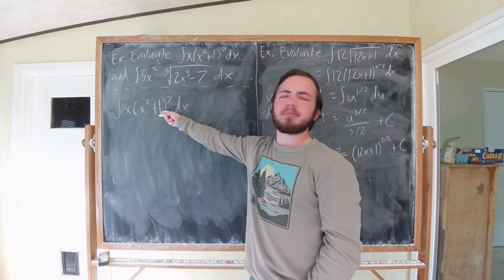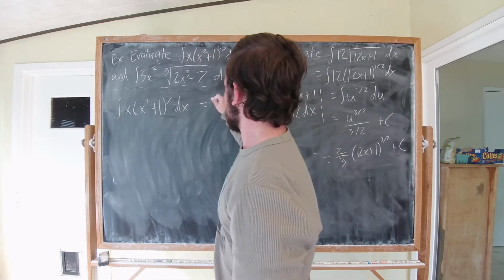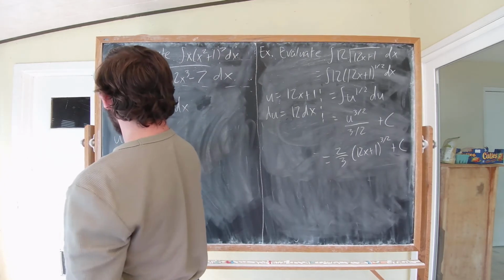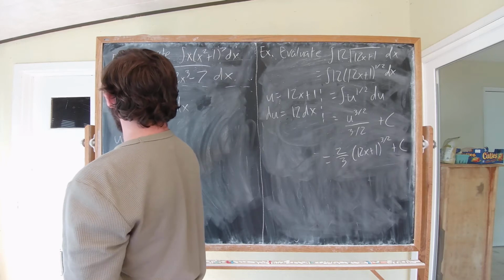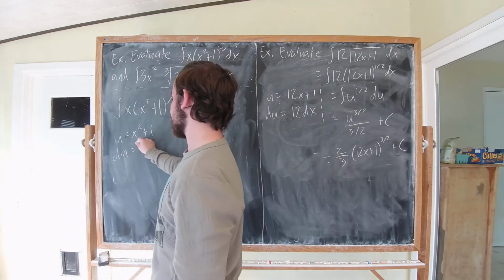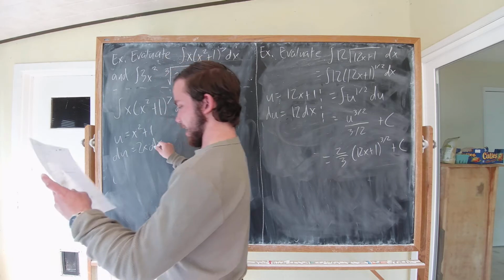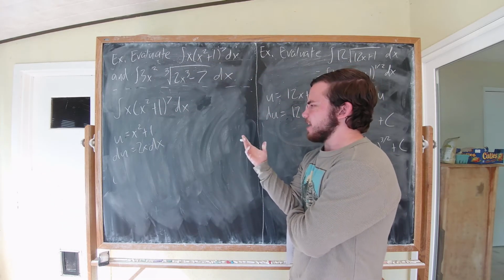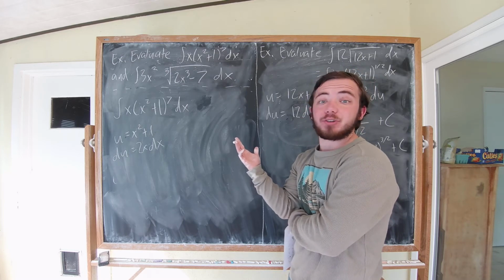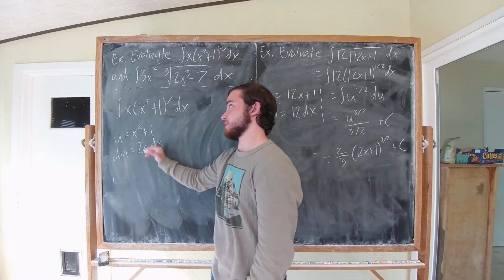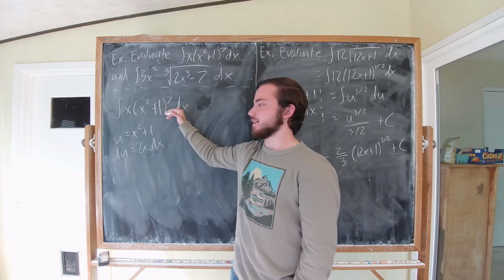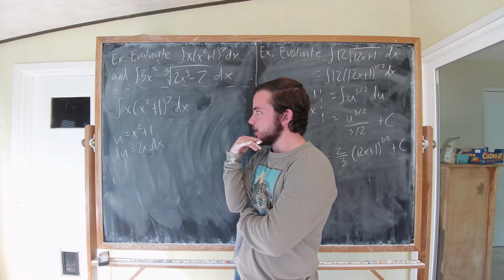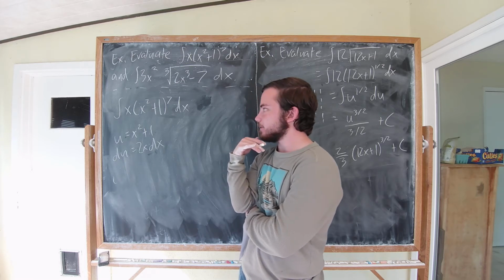Okay, there's a pretty clear, complicated part on the inside. So under the u substitution, u is equal to x squared plus 1, and du is equal to, well, it'd be 2x dx. What happens? I don't have a 2x. I just have an x dx. Okay. How can we deal with that?